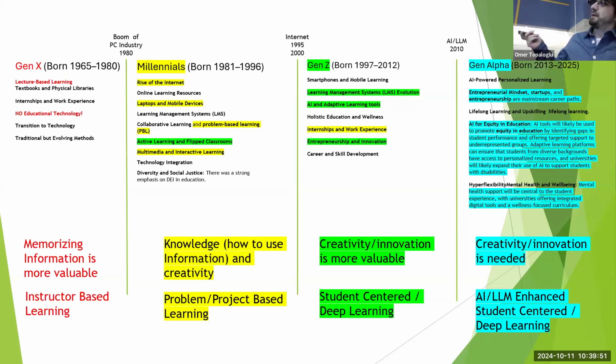Yeah, so these are the important highlights of learning styles. For example, for Gen X, memorizing information was important. But when we switch to millennials, knowledge became more important than just knowing the information, because back then, to reach information, you had to go to libraries. But for millennials, it is just a click away because they had internet, right?